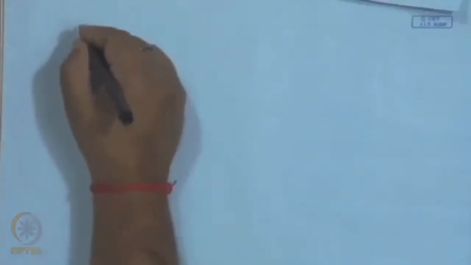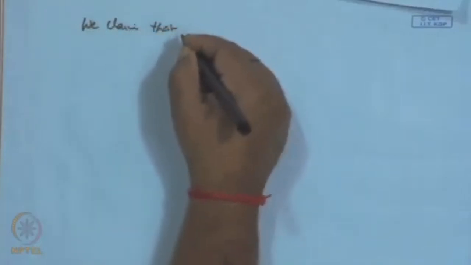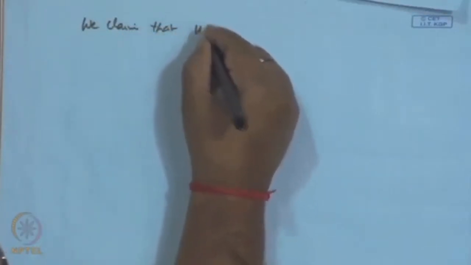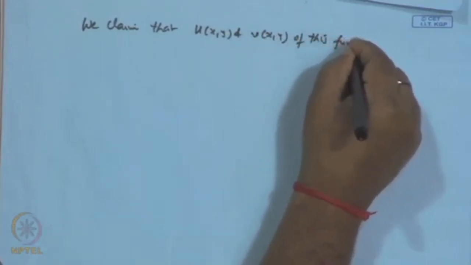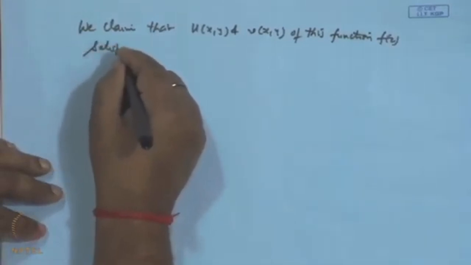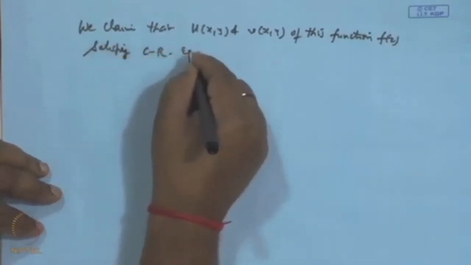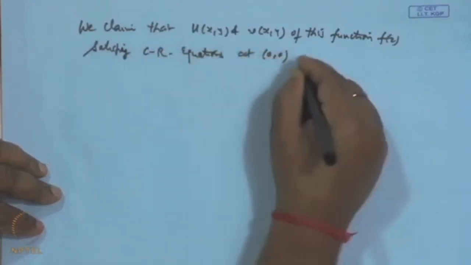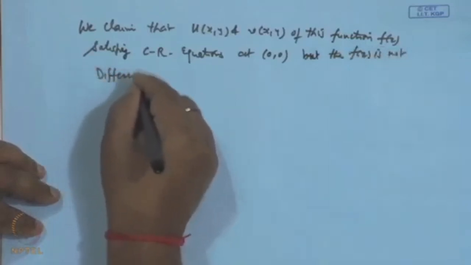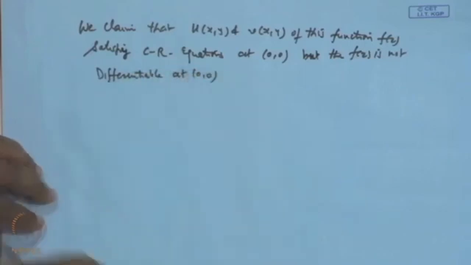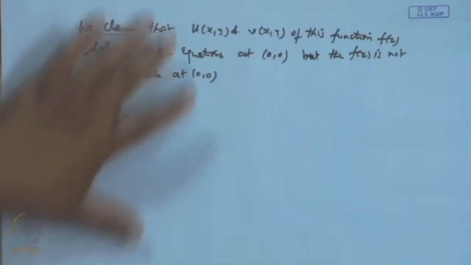So, we claim that the real and imaginary parts u and v of this function f of z satisfy the CR equations at the point (0, 0), but the function f of z is not differentiable there. This we have claimed. So, if we prove this claim, then obviously satisfying the CR equations is not good enough to say the function is differentiable. Okay? So, let us see why.